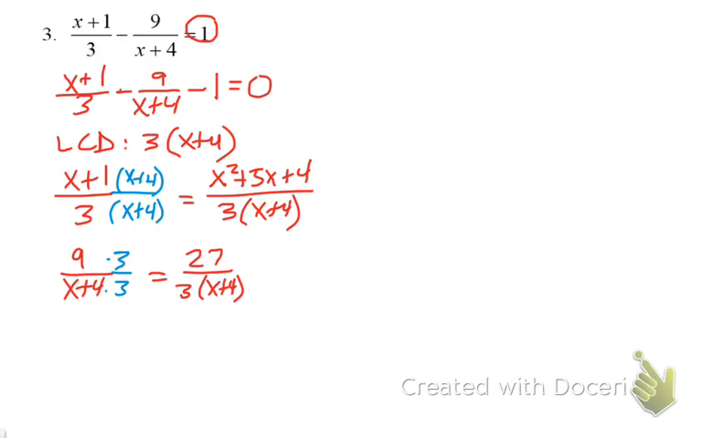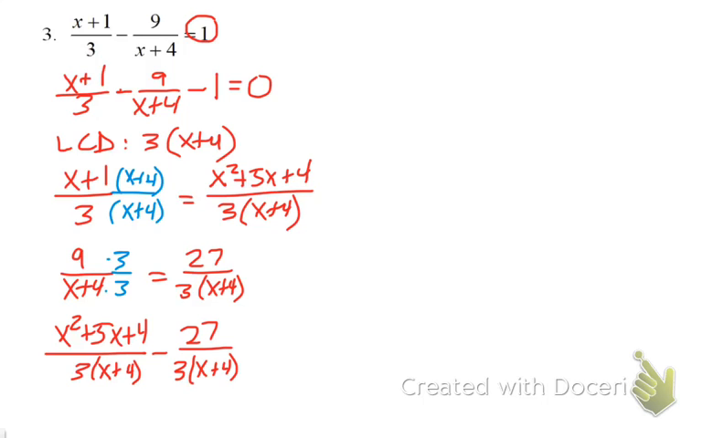So now our new expression, our x plus 1 over 3, is now x squared plus 5x plus 4 over the least common denominator. We're going to subtract 27 over the least common denominator, and we're going to subtract the least common denominator, which I've FOILed out here, over the least common denominator. And all of that equals 0.